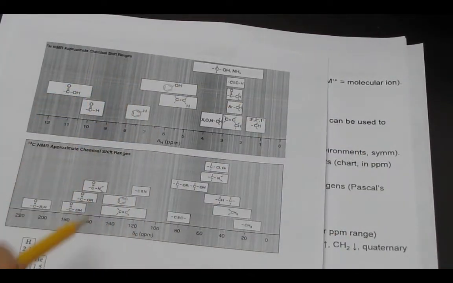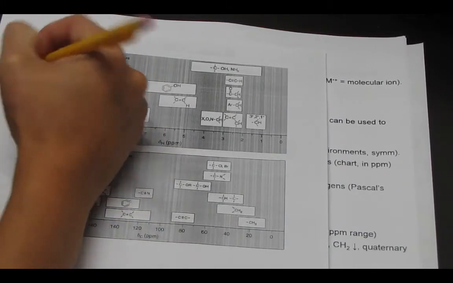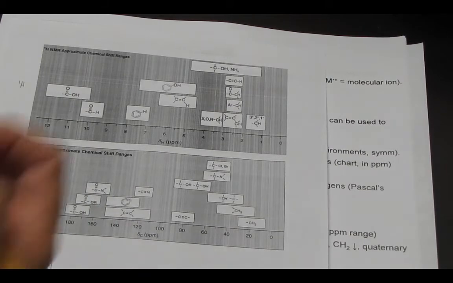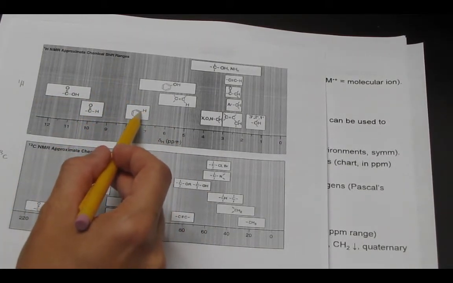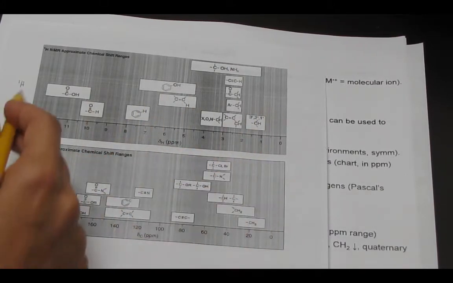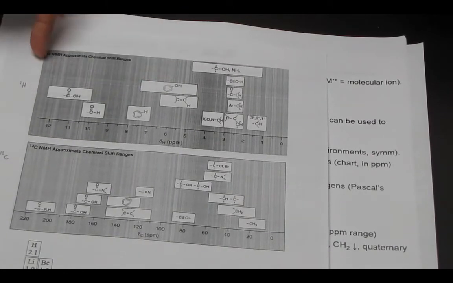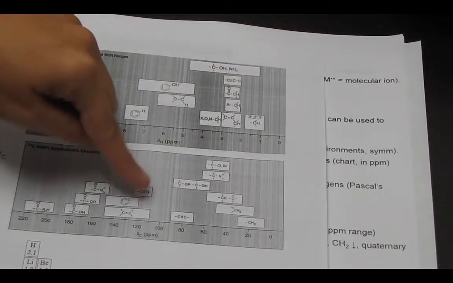You will have this table of chemical shifts for both 1H NMR and C13. You do not have to memorize these, but you should be familiar that, for instance, if you're an H attached to benzene, you tend to be in the 7 to 8 range in proton NMR. So that deals with chemical shift. To the left is downfield, to the right is upfield in both cases.